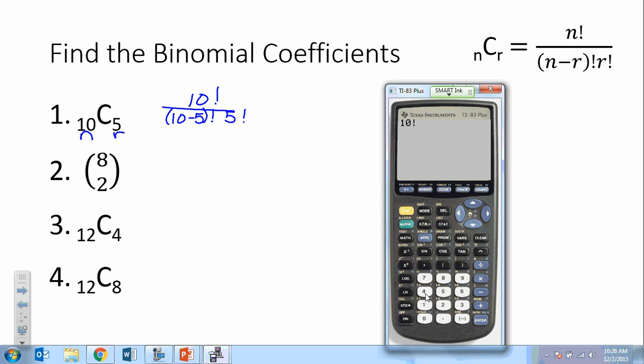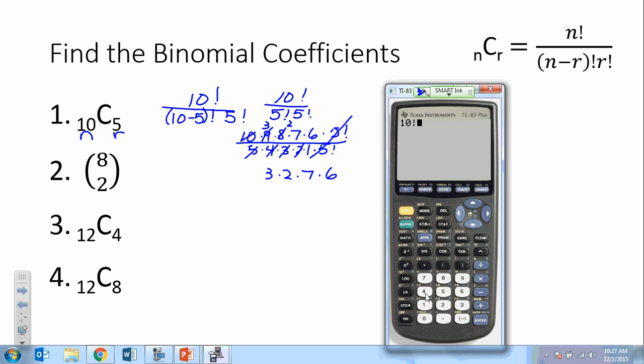And you can also simplify this yourself by saying, well, this is going to be 10 factorial over 5 factorial times 5 factorial. And 10 factorial is 10 times 9 times 8 times 7 times 6 times 5 factorial over 5 factorial and 5 times 4 times 3 times 2 times 1. So if you didn't have a calculator, we can still do this. 5 times 2 is 10. 4 is an 8. 3 is in 6 or 9. So 3 times 2 times 7 times 6 is what our result will be.